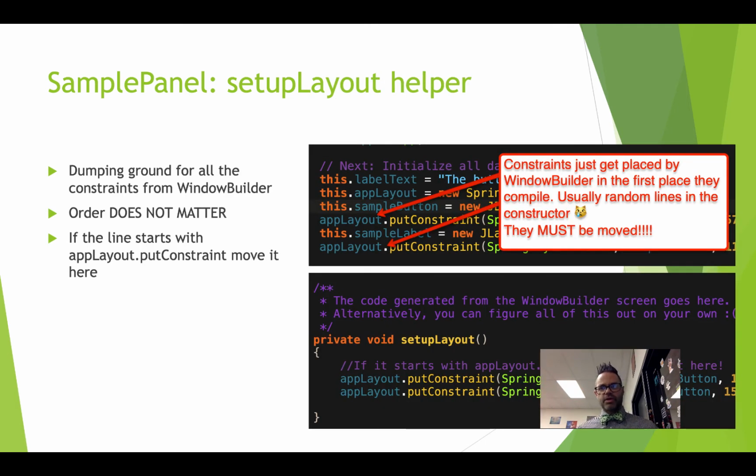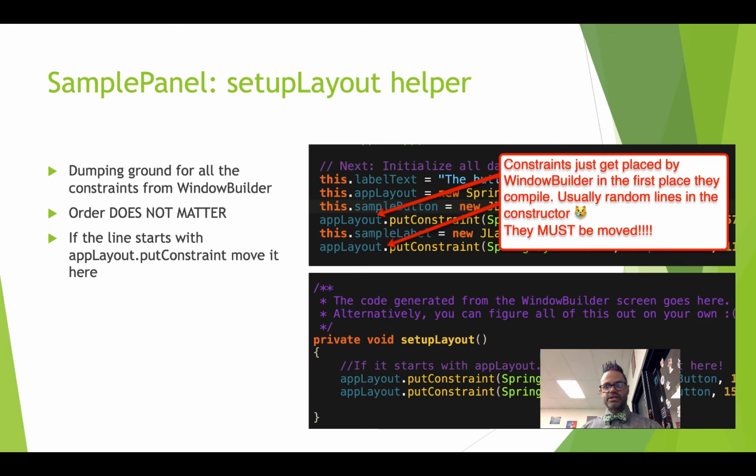Okay, so the next one we have is a setupLayout helper method. Now, the setupLayout helper method is a dumping ground. You do not write the code here. As you can see in this top picture right here, when I use the WindowBuilder tool, which we'll be talking about, it literally just throws the code the first place it will compile, and most of the time, it's in random lines inside the constructor. Yuck. I know, it's nasty. We don't want to have that. We want to get that sad kitty away.